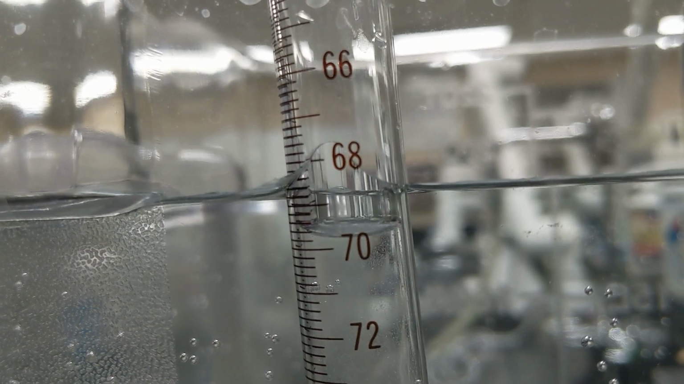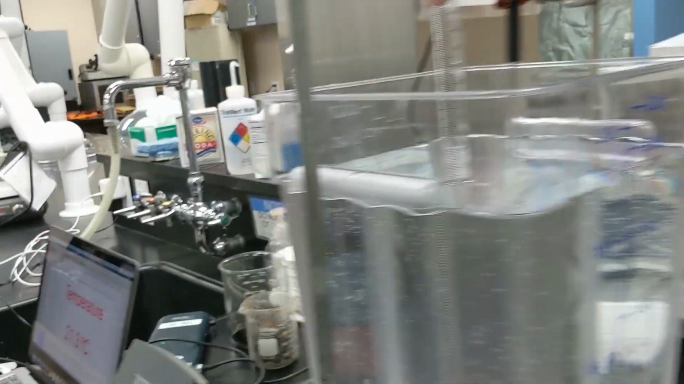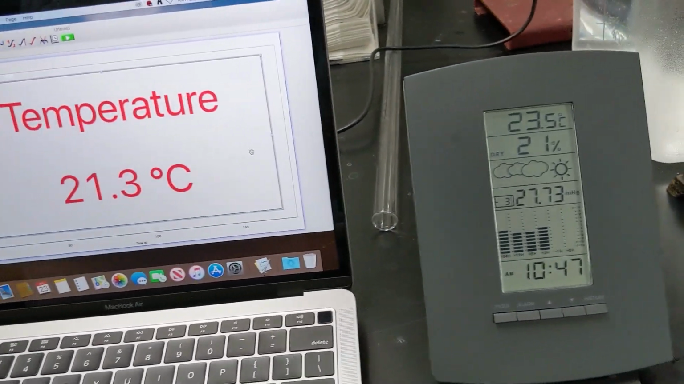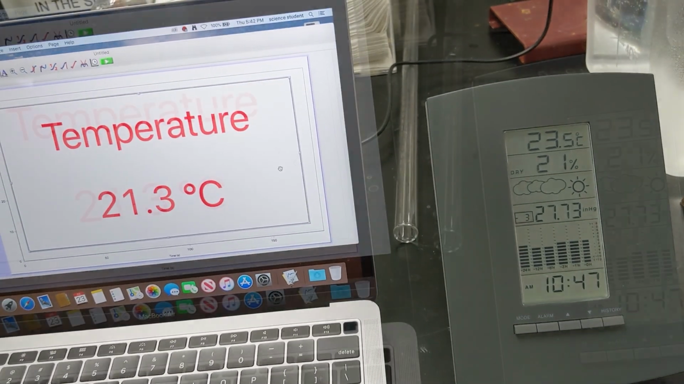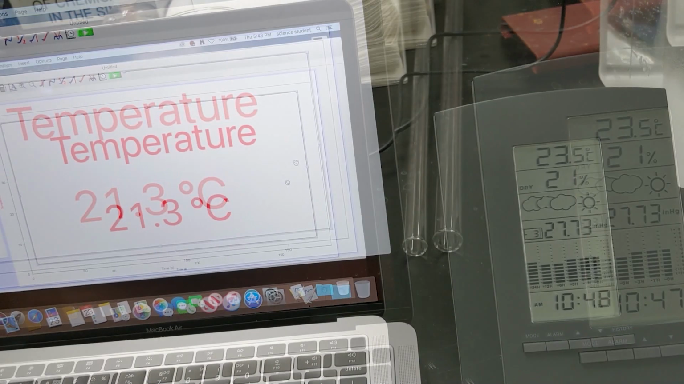Okay, so you got the measurement. Uh-huh. All right, and now let's check on the pressure and the temperature in the water bath. So there's our room pressure or atmospheric pressure, 27.73 inches of mercury, and there's our temperature measurement. And that's a wrap.